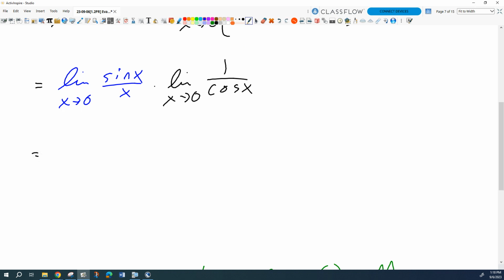So this limit, this is a known limit. That one always is equal to 1. How about this guy? If I take this limit and I evaluate directly, what's the cosine of 0? 1. So I get 1 over 1. My answer is 1. Look at that. How cool is that? That's pretty slick, right? Okay.